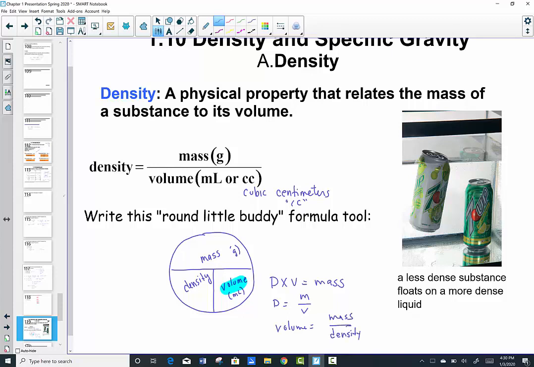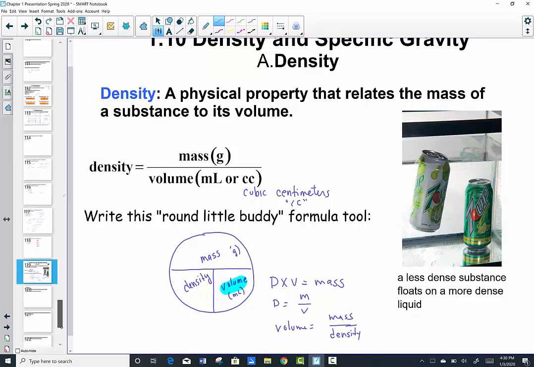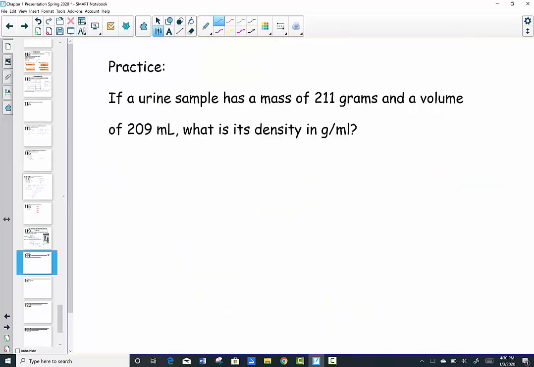So by highlighting or covering the unit you want, you're staring down the algebraic form of how to pull it out of this variable. All right, so it's just a little tool to help us practice. Let's jump in. If a urine sample has a mass of 211 grams and a volume of 209 mils, what's the density of that formula?